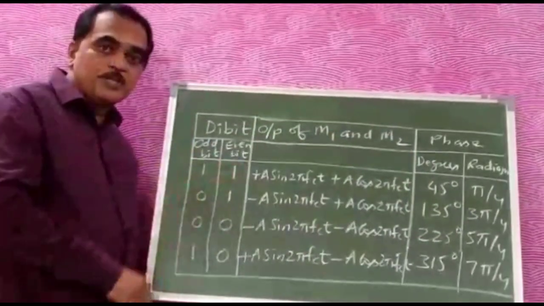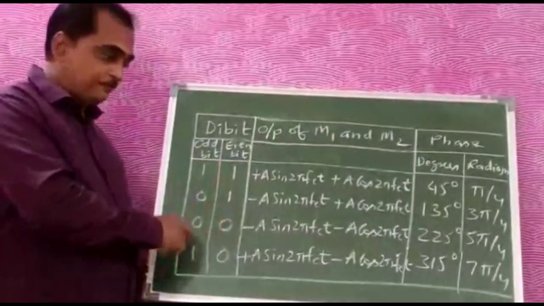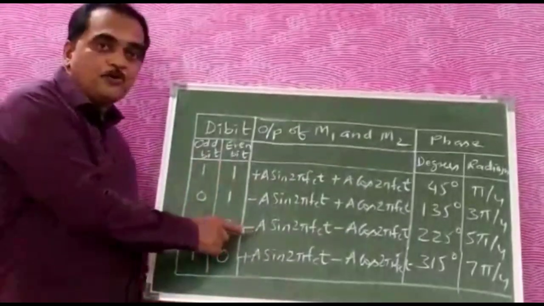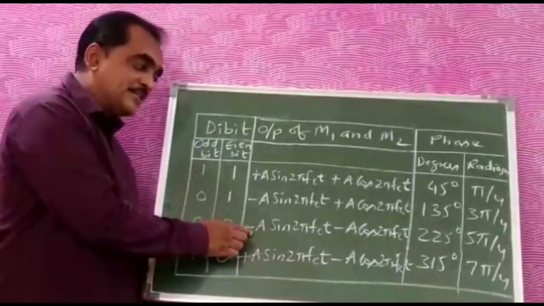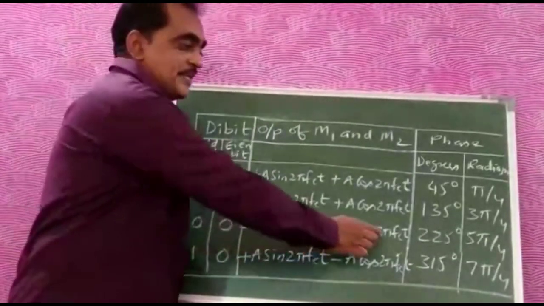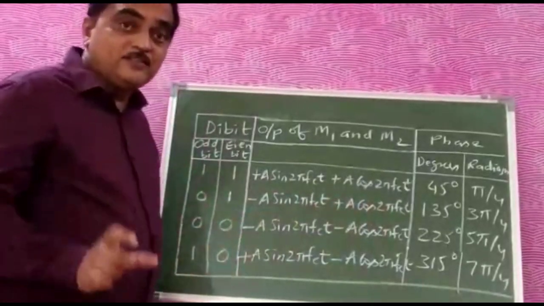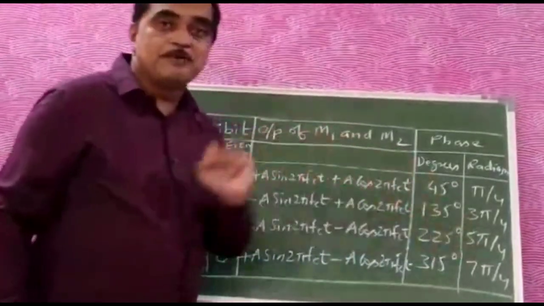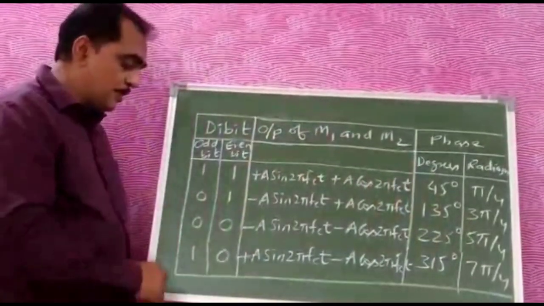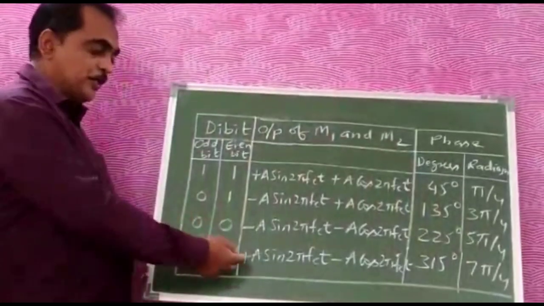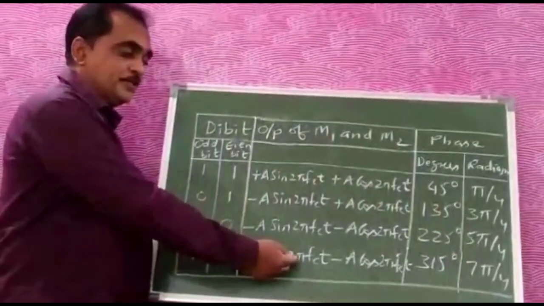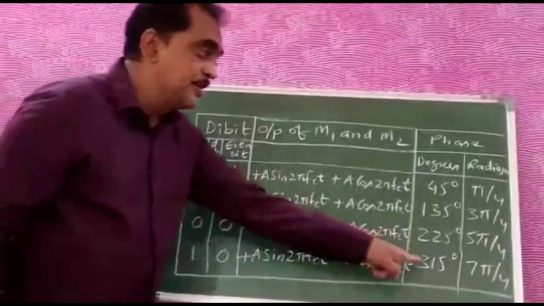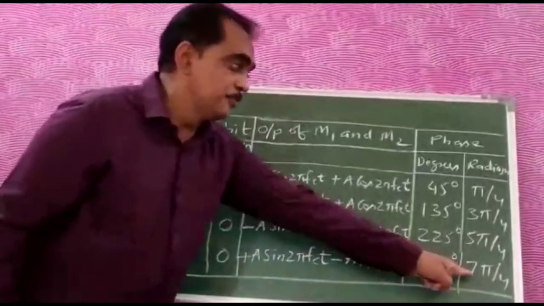Similarly, the third combination, if it is 0, 0, the first odd bit is 0 and the first even bit is 0, then the output of the modulators will be minus A sin 2 pi fct minus A cos 2 pi fct. This combination will give you a phase shift of 225 degrees, in radians it is 5 pi by 4. Similarly, the last combination, 1, 0, will give you plus A sin 2 pi fct minus A cos 2 pi fct. This will give you a phase shift of 315 degrees, in radians it will be 7 pi by 4.